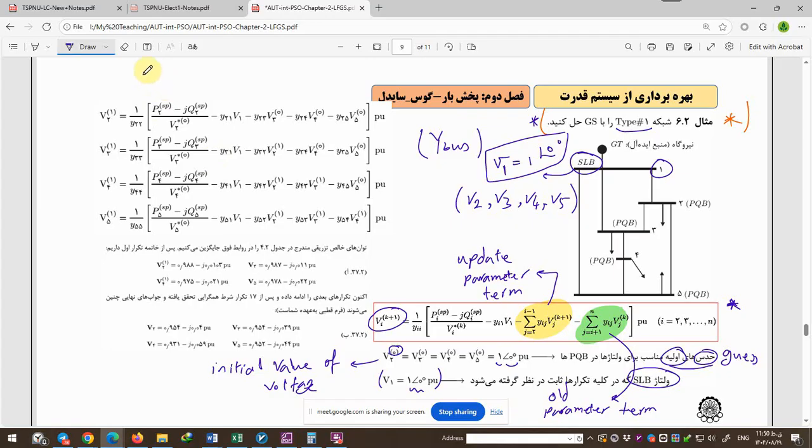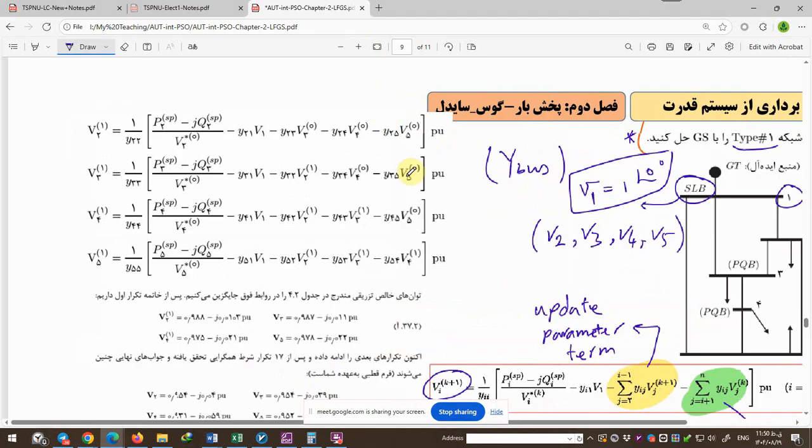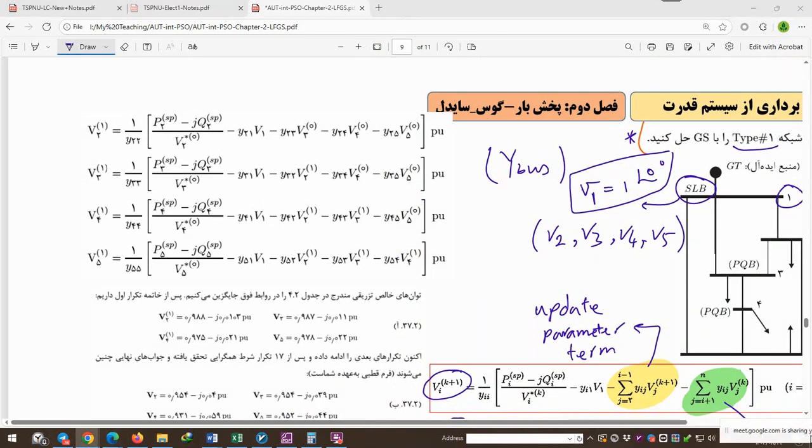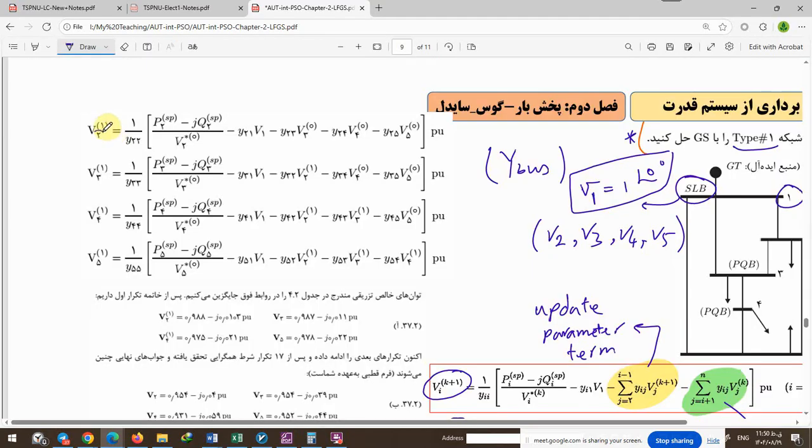Let's try V2 in iteration 1. Okay, V2 in iteration 1, the k is 0, and you have to fill Y22 with the voltage. In bus 2 we have to fill Y22 here.